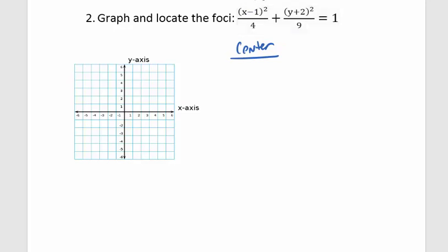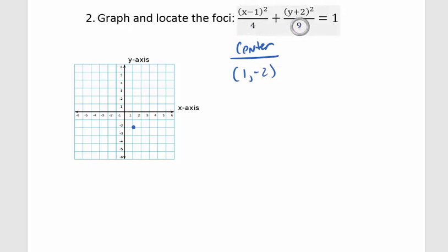Looks like a -1 here, so that means it's going to actually shift the opposite way, +1 in the x direction. We've got a +2 here, that means it's actually going to shift the opposite, -2 in the y direction. So our center is over 1 down 2. There's our center. Now let's take a look at our stretches. This is a squared here, b squared there. It's a squared here because the 9 is greater, that's all.